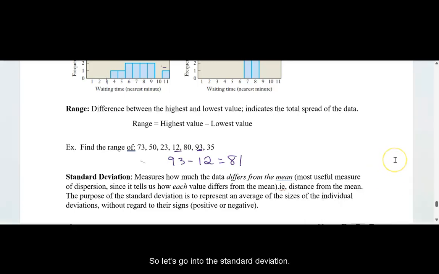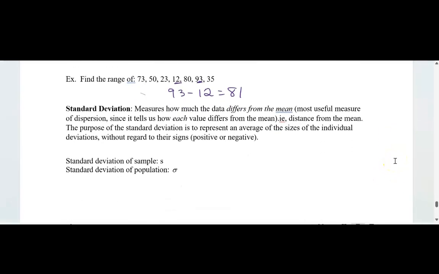So let's go into the standard deviation. The standard deviation measures how much the data differs from the mean. So when you calculate the mean, how much does the data differ from it when we are looking at the graphs and doing our calculations? It is the most useful measure of dispersion, since it tells us how each value from the data set differs from the mean, meaning the distance from the mean.